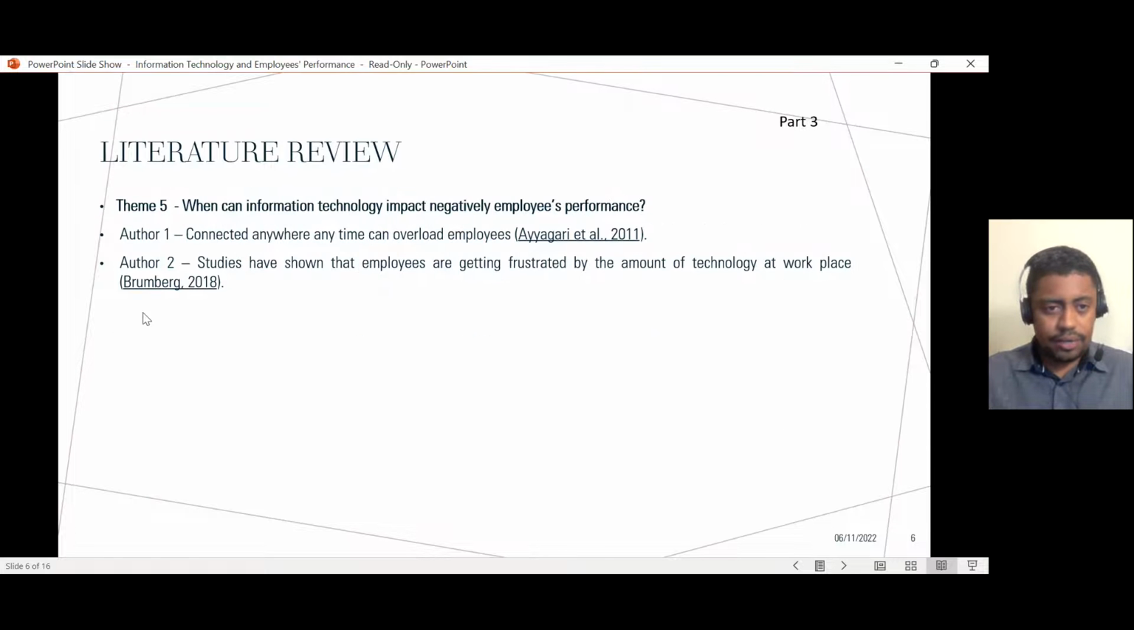Extremely important. For theme five, can information technology impact employees' performance negatively? Being connected anywhere, anytime can overload employees. Another author found out that studies have shown that employees are getting frustrated by the amount of technology at the workplace. So it's really important to switch off from using technology.